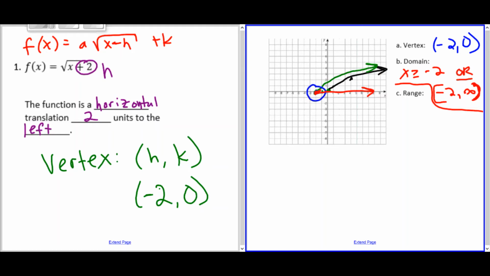For the range, we're going to look at the y values. I'm going to start at my vertex. And notice my green graph, all my values are above the vertex. That means my y's are greater than or equal to the y value of the vertex. The y value of the vertex is 0. This is written as an inequality, but you could also write the range in interval notation as 0 to infinity.